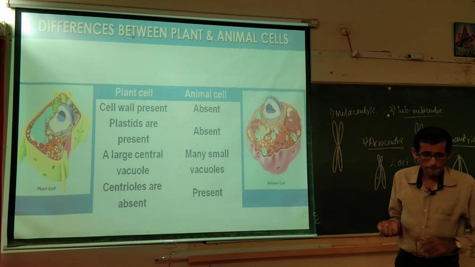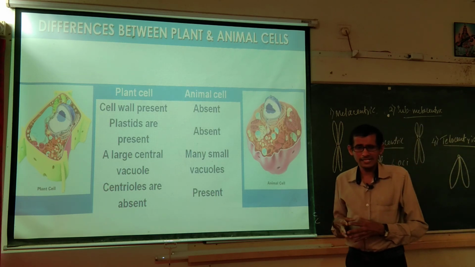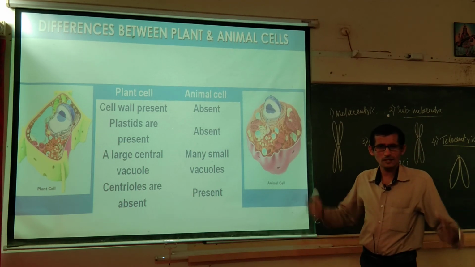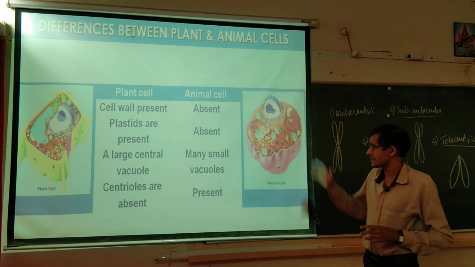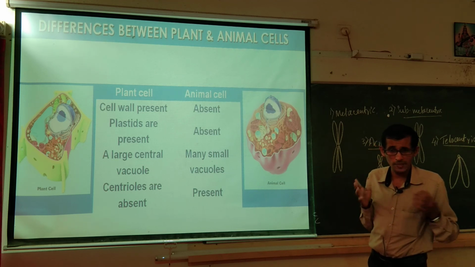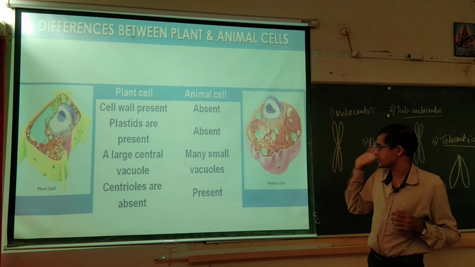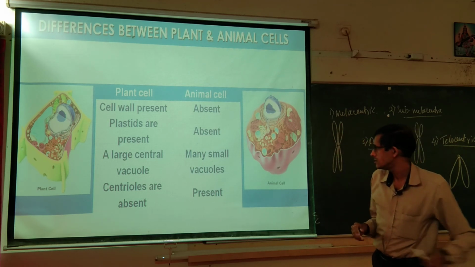Then comparison or difference between plant and animal cell. Plant cell wall present, already discussed, but now recalling once again. The cell wall is present, made up of cellulose as the major content. In the animal cell, the cell wall is totally absent. Plastids are present. What are plastids?